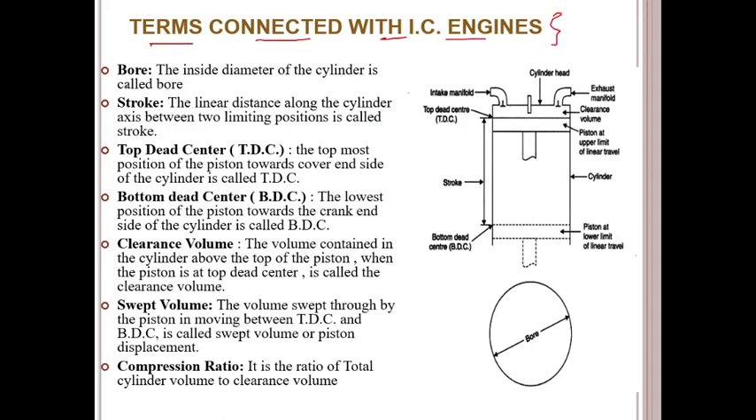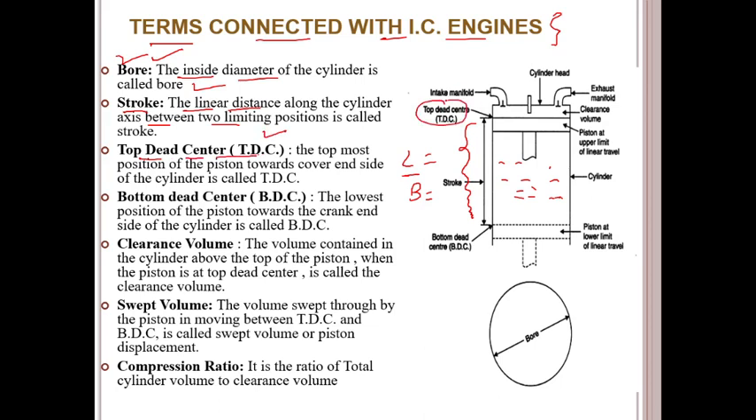What are the terms? You see here, first is bore. The inside diameter of the cylinder is called the bore. If you observe this complete portion, this is called the bore of the cylinder. Another is stroke. Stroke means the linear distance along the cylinder axis between two limiting positions. This is the limit of the piston, which operates in between, and that is the stroke. It is shown by the letter L, and bore is shown by the letter B, or sometimes D also.